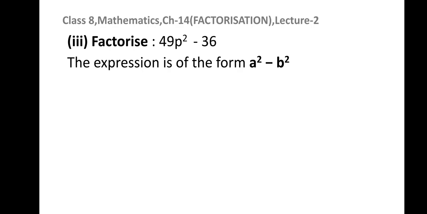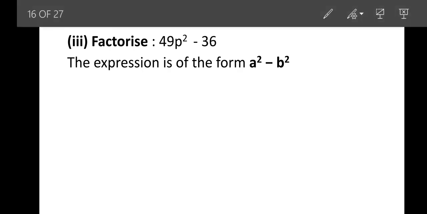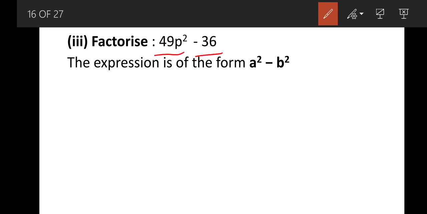This expression is of the form a square minus b square and it has 2 terms. These 2 terms are squares and the second is negative. So obviously we are supposed to use identity number 3, and it is of the form a square minus b square.